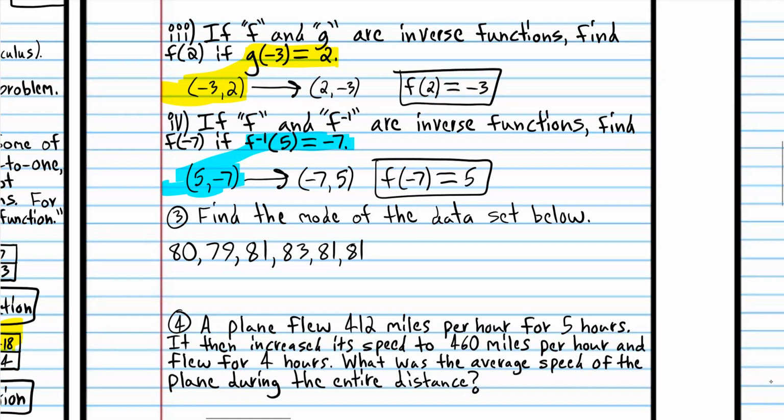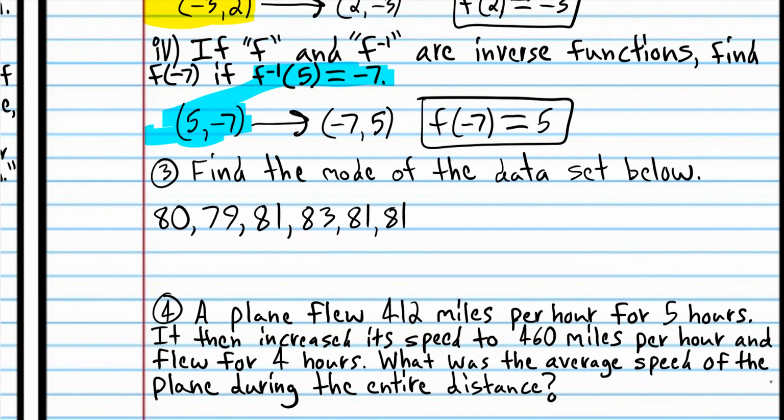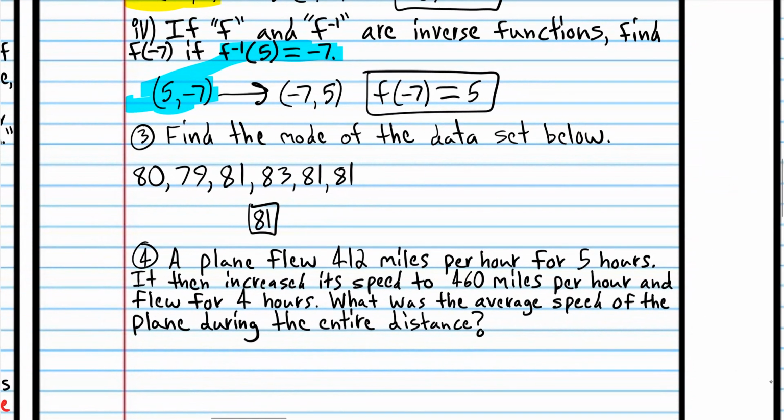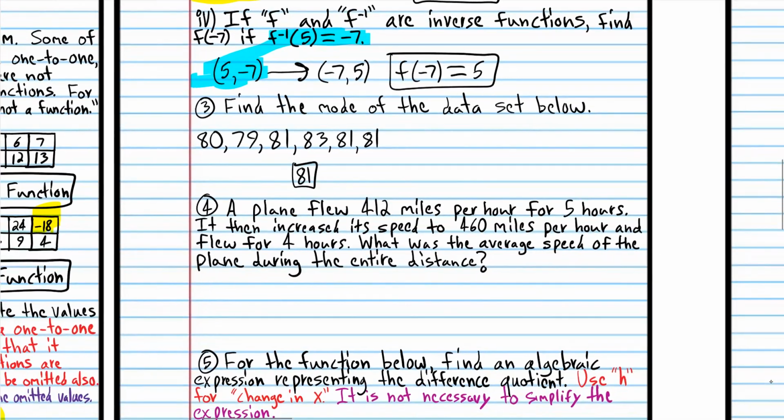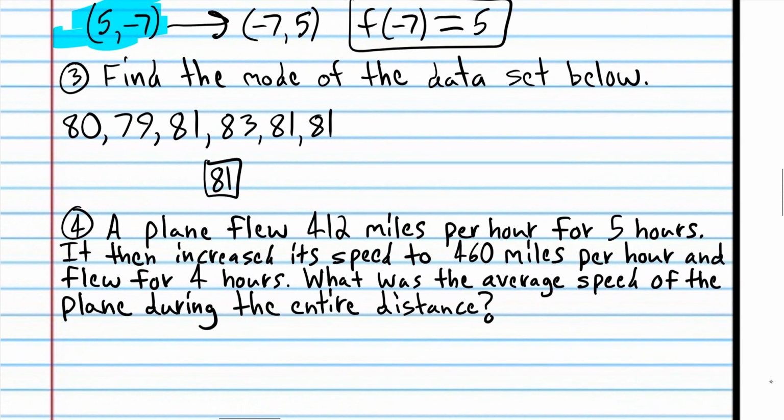All right, we're back. So the mode is the number that appears the most, and so that is 81. The mode is just one way to measure the center of the data, or a most common number in the data, or the expected value. There's a lot of different ways to interpret that. So if you got that right, excellent. Try number 4. When you come back, we'll do it together.